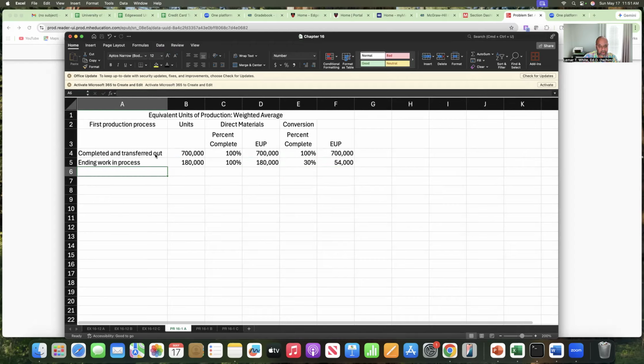So I'm going to go here. I'm going to get my total. So I'm going to add these two numbers. I'm going to add these two numbers. And then I'm going to add these two numbers. And those are my equivalent units of production.